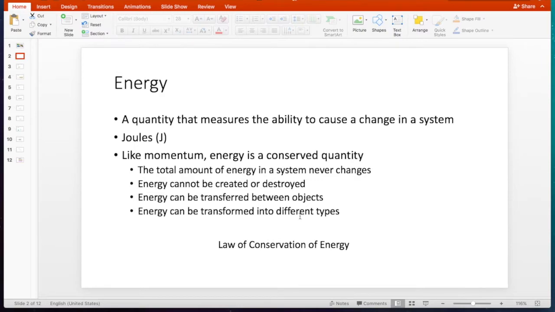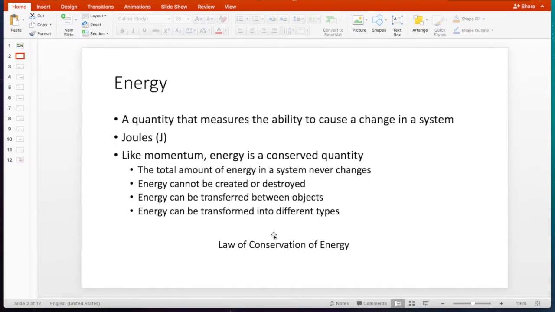These last 2 points are incredibly important. Energy can be transferred between objects. That means that objects can pass energy back and forth, and energy can be transformed into different types. Energy, as we will see, we can categorize it into different types, and energy can be transformed from one type to another. Everything I've just said is a law that you've heard of before, I'm sure. The law of conservation of energy. Energy is a conserved quantity.